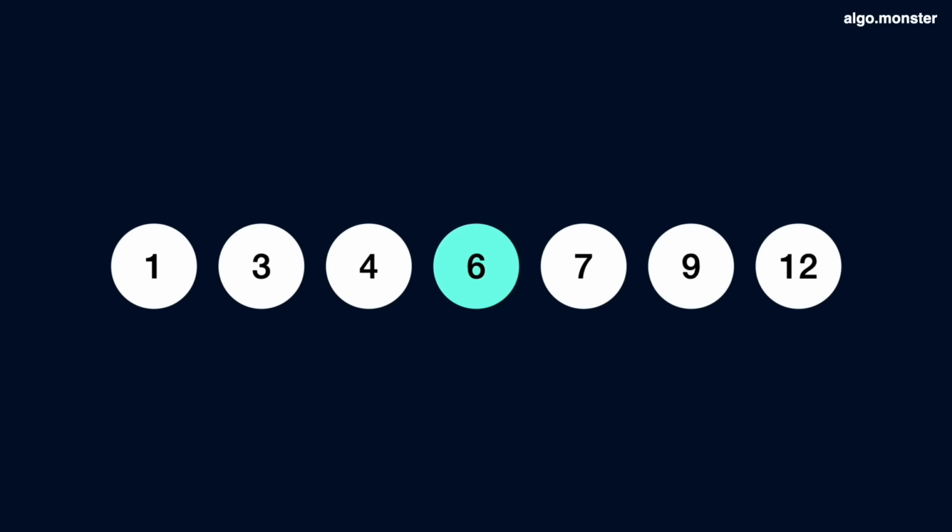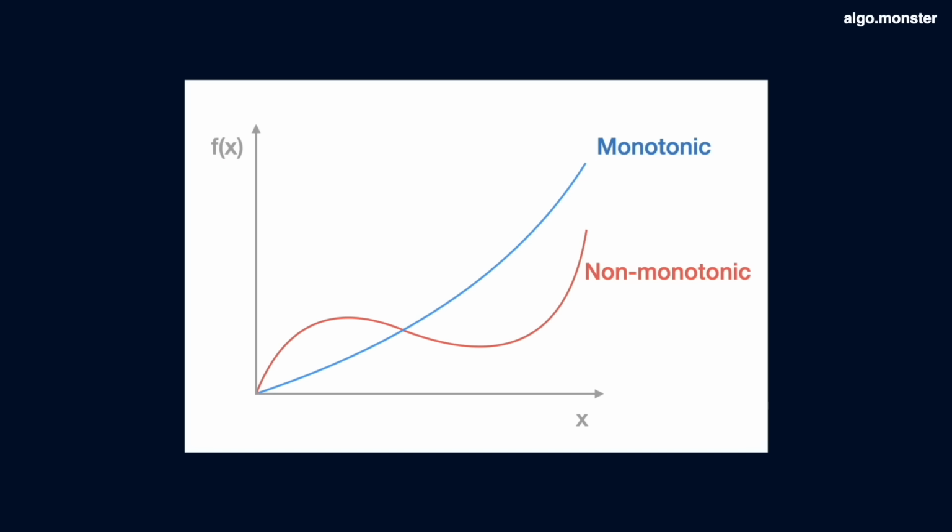Remember how in the vanilla version, we needed a sorted array to cut our search space in half? Turns out we don't actually need a sorted array. All we really need is a monotonic condition. A monotonic condition is one that only changes in one direction. If it's increasing, it won't ever decrease. And if it's decreasing, it won't ever increase. The reason this is powerful is because we can make definitive claims about what happens past a certain point.